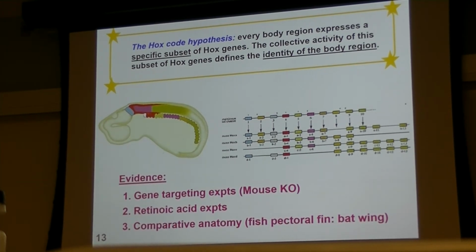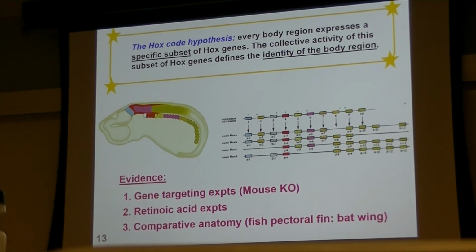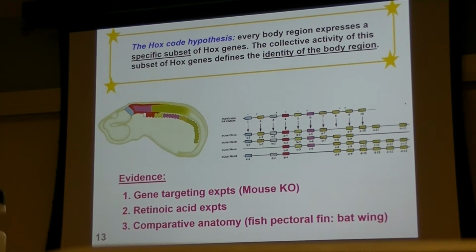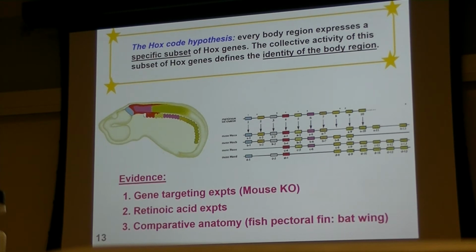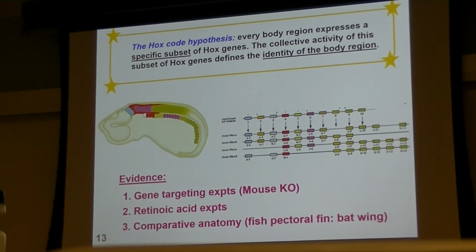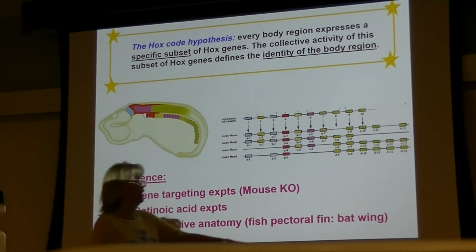So if you look at the fish pectoral fin and the bat wing and the human arm, we'll get to this later in the course. The fish pectoral fins are the set of fins that was mutant in the TBX5 mutants. They come off at about shoulder level. Structurally, the bones or structures within there are actually quite similar to the bat wing and to the human arm.